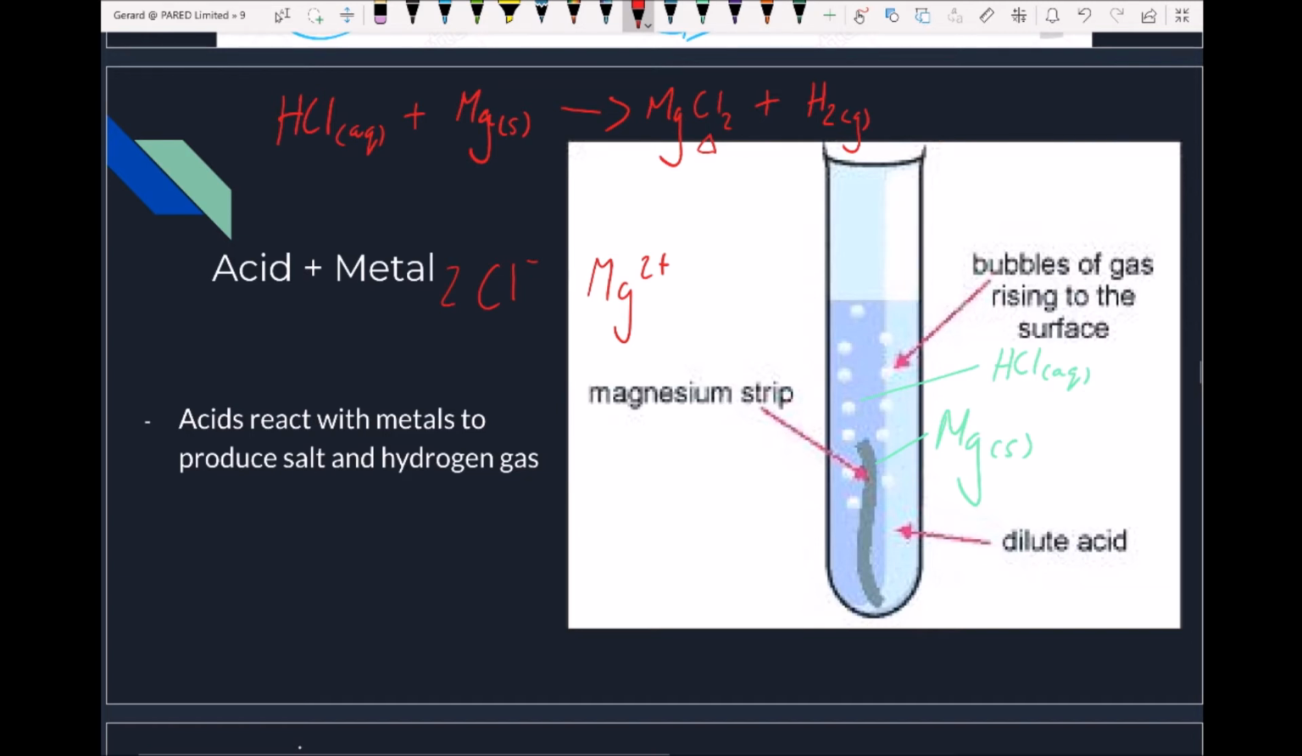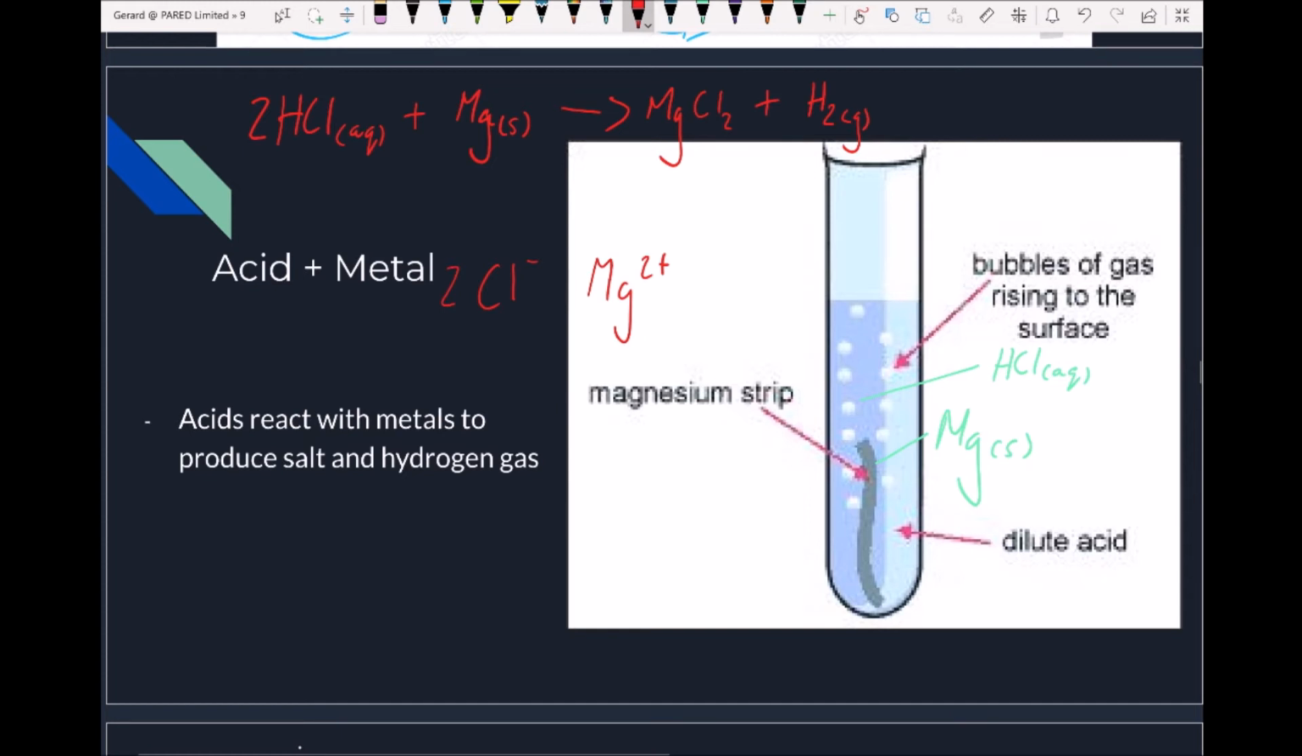Now, just to make sure that we get the numbers correct, we're going to balance the equation, and we're going to do that just by adding a 2 to the front of the HCl. So that means we've got 2 H's on the left and 2 on the right. We've got 2 Cl's on the left, 2 Cl's on the right. We've got 1 magnesium on the left, 1 magnesium on the right. So we've balanced our equation, and that's what it's going to look like.